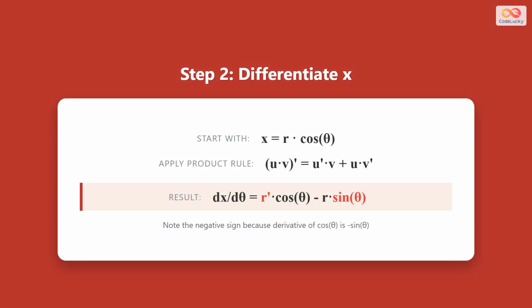Next, we differentiate x similarly. x equals r times cosine theta. Using the product rule again, the derivative of r is r prime. The derivative of cosine is negative sine. Be very careful with that negative sign. The result is r prime times cosine theta minus r times sine theta.